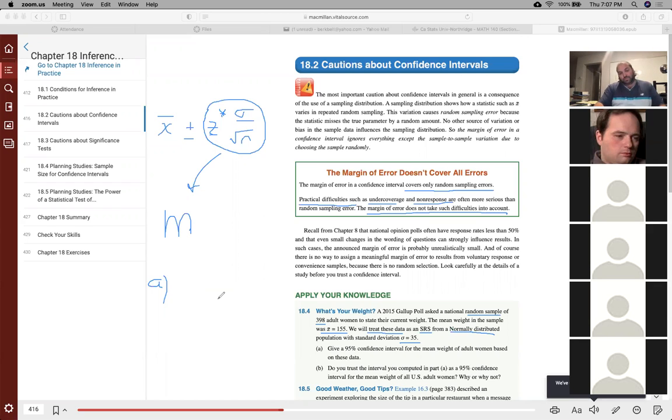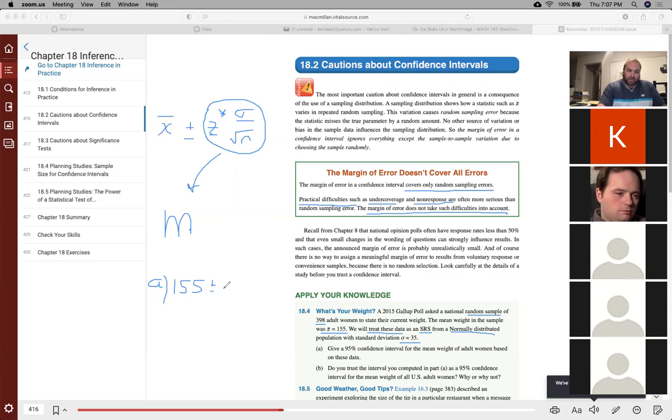Is it the decimal? So would it be like 1.960? Well, that might be Z star for 95%, but I want the whole thing. What's X bar? Let's start from the beginning. What's X bar? 155. 155. And then plus or minus. Plus or minus. And then 1.96. And then 35 over the square root of 398. Wonderful.